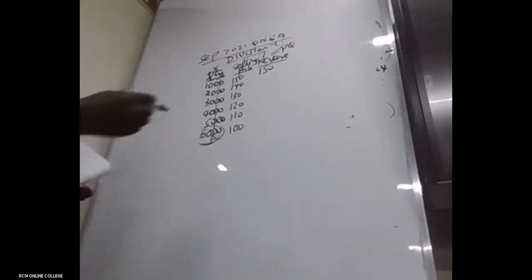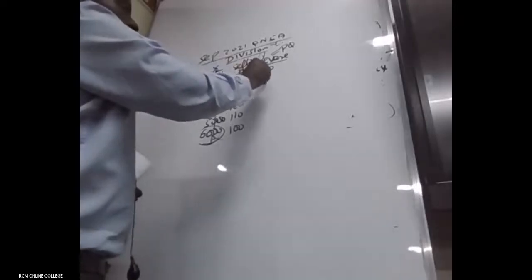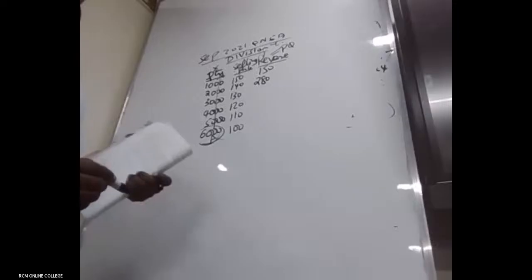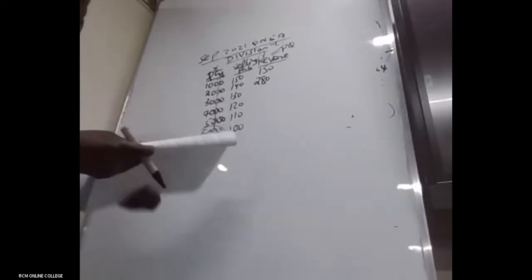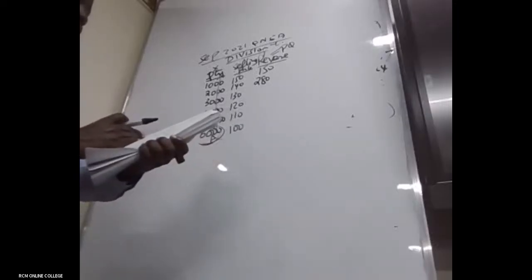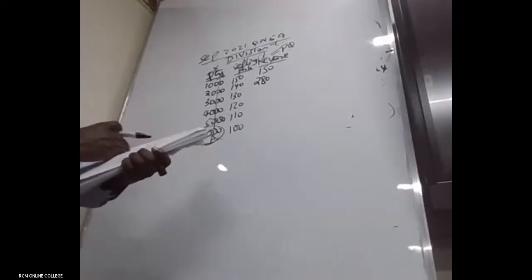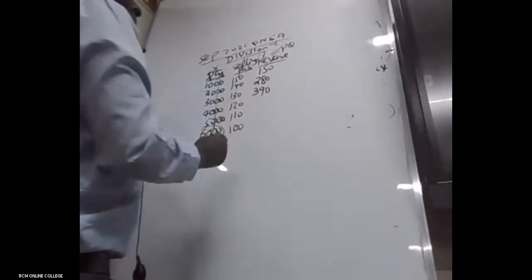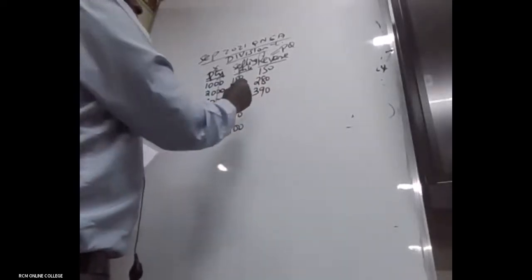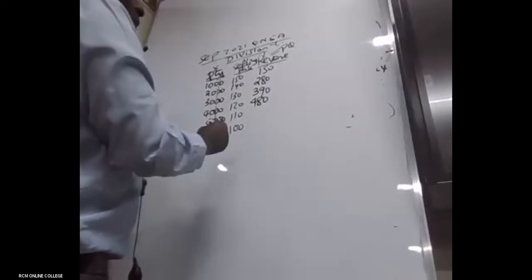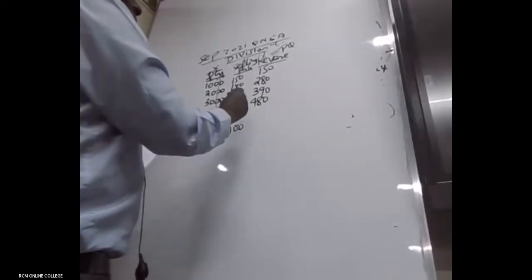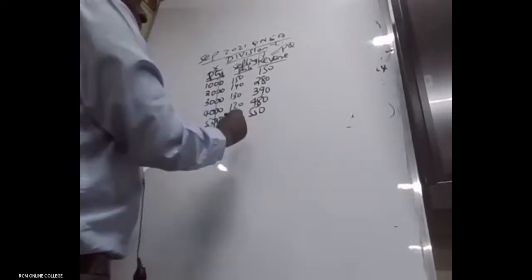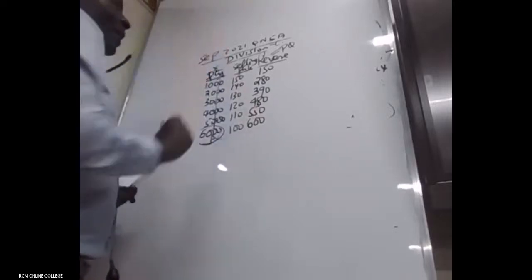wait here, 280. Thank you so much, Harriet. 280. My figures are in thousands. 390. 480. 350. 550. 600. And by the way, I've made a mistake here.